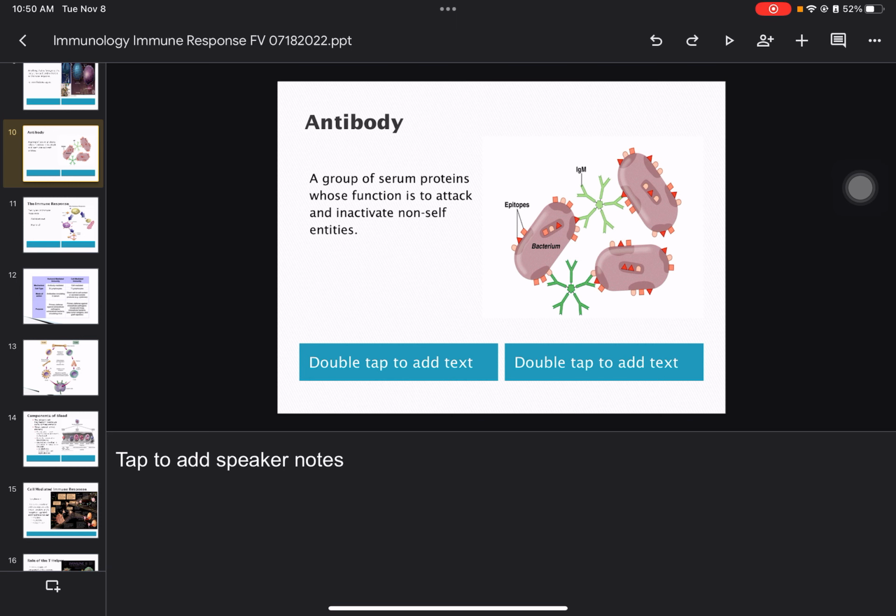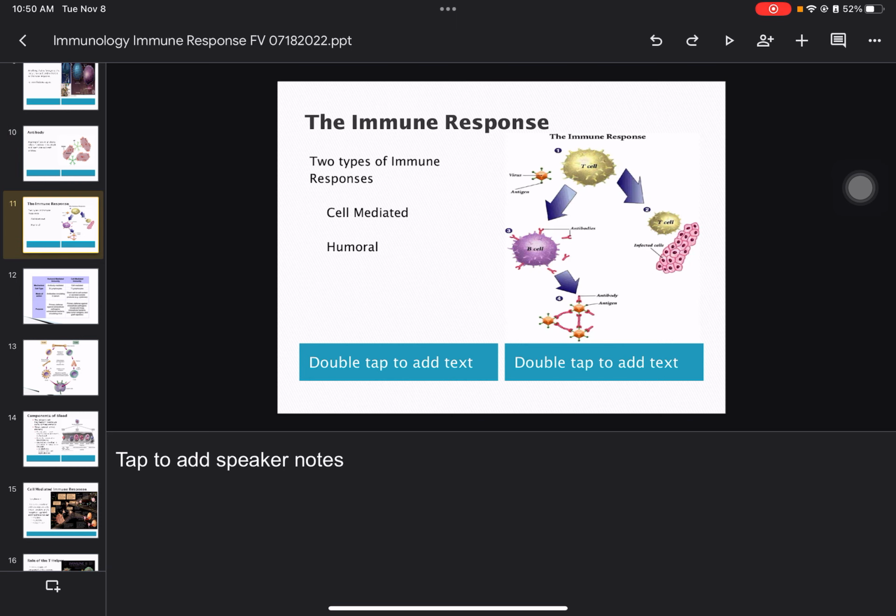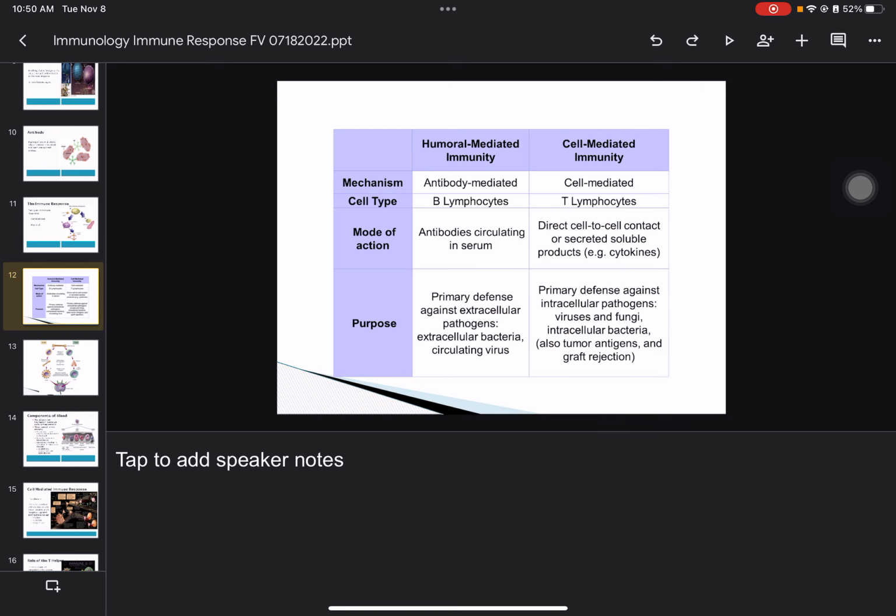All right, so two types of immune responses: cell-mediated, that means cells are involved, and humoral, that means proteins are involved. So if we think about this for a minute, here's the difference. Humoral immunity, or antibody-mediated, is all about the formation of antibodies that are circulating in our serum. But cell-mediated is about the T lymphocytes and their direct contact with the infectious agent, the process of engulfing and destroying them, and communicating that with the T4 helper.